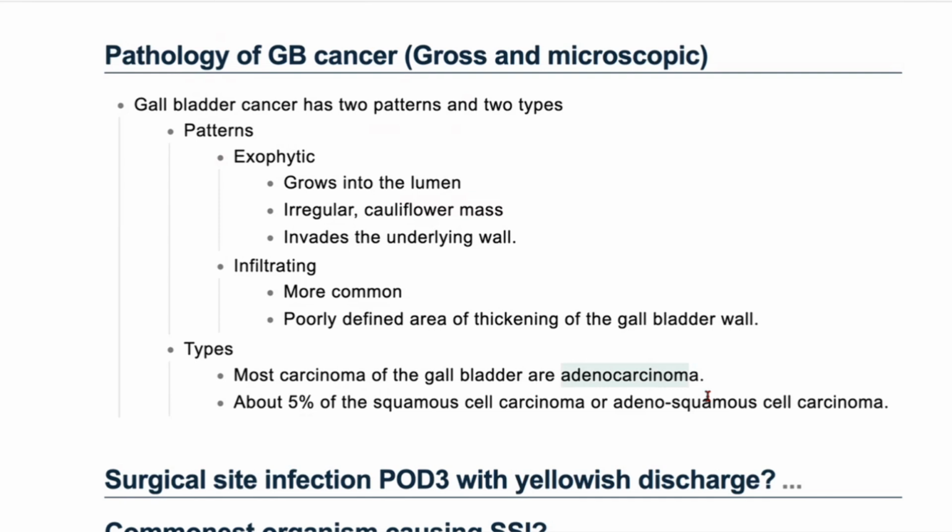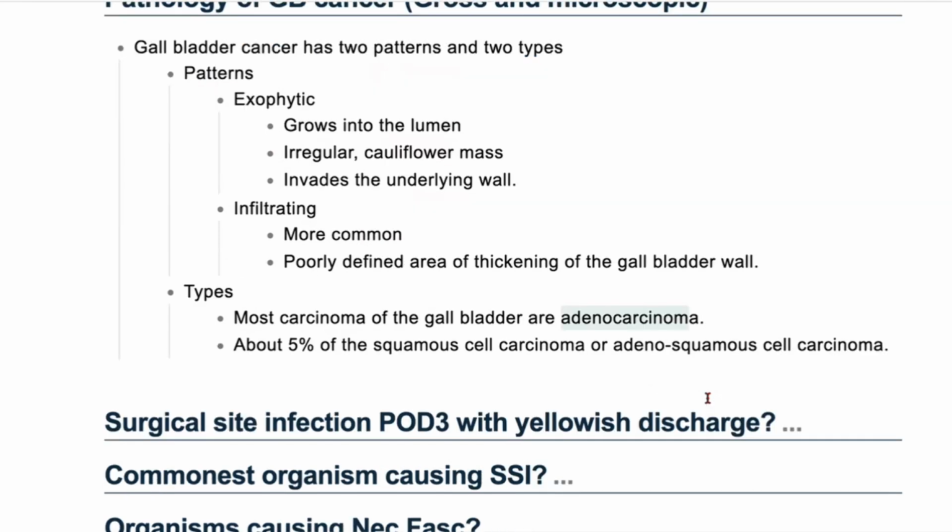So gallbladder is still secretory, so that would be more of adenocarcinoma. Breast is secretory, adenocarcinoma. The stomach is secretory, so that's adenocarcinoma, etc. Even colon is secretory, so that's adenocarcinoma as well.